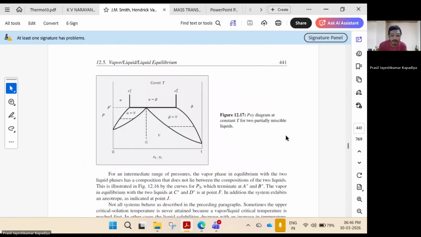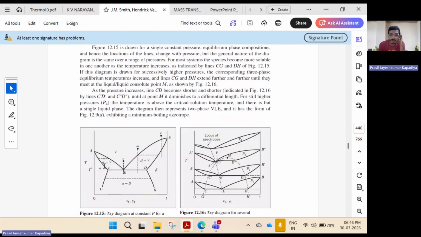Similarly, we have done this at one constant pressure. Now let's say I'm increasing my pressure from P1 to P2 to P3 to P4. What is the effect of increasing pressure? This figure 12.15 is drawn for a single constant pressure, with equilibrium phase compositions, and hence the locations of the lines change with pressure, but the general nature of the diagram is the same. For most systems, species become more soluble in one another as temperature increases, as indicated by these CG and DH lines.